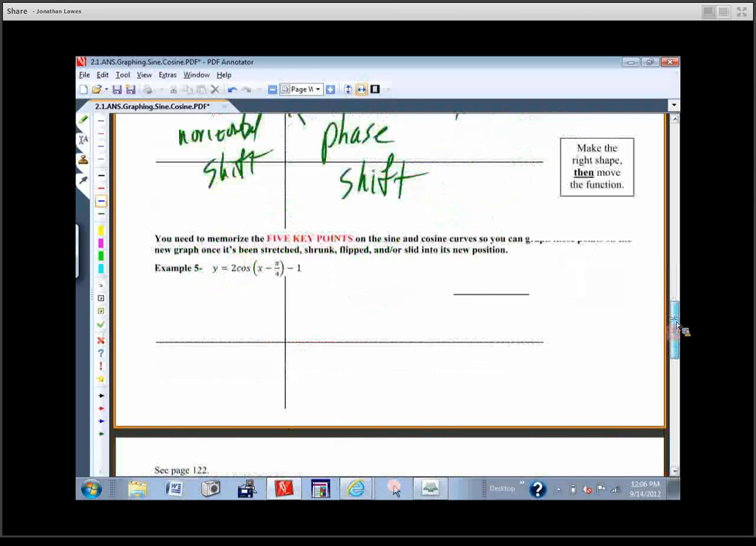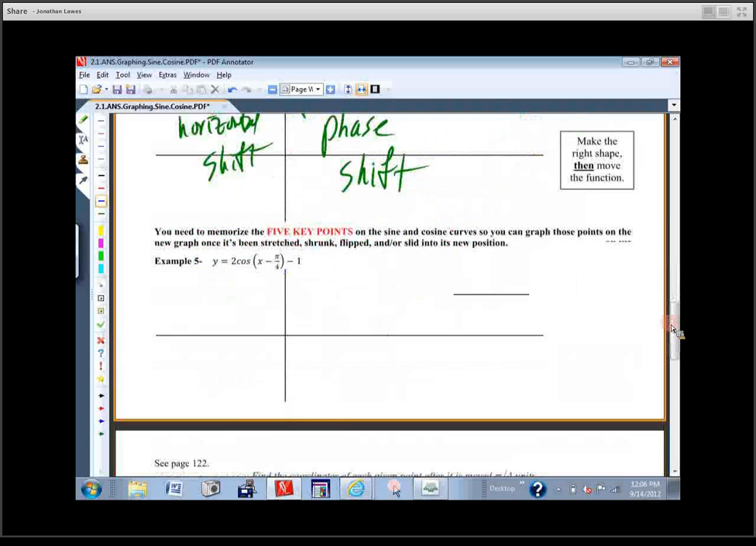Okay, let's take a look at the next one. You want to memorize the 5 key points on the sine graph and on the cosine graph so that you can stretch them, shrink them, slide them left, right, up, down, all that sort of stuff that we're going to be doing over the next couple of sections. So let's take a look at this one right here, and then let's figure out what goes on here. We already know what the 2 does. That's going to be a vertical stretch. This is going to be a phase shift. We're going to move it to the right, pi fourths.